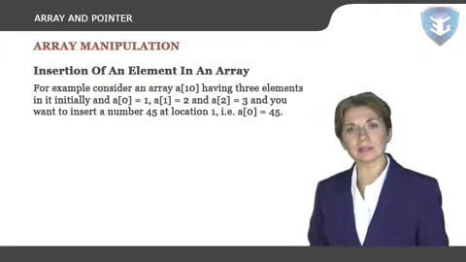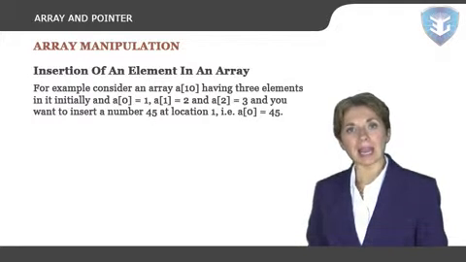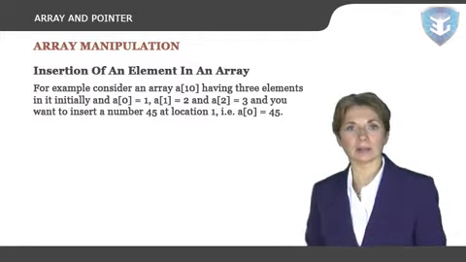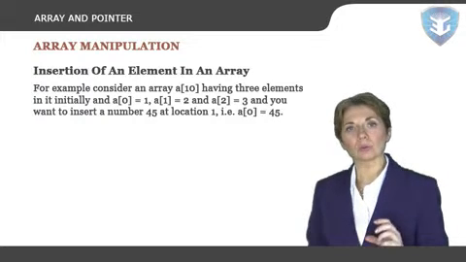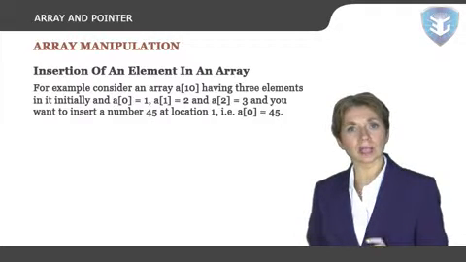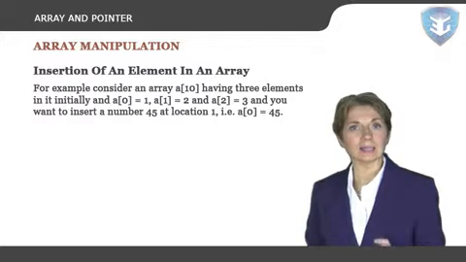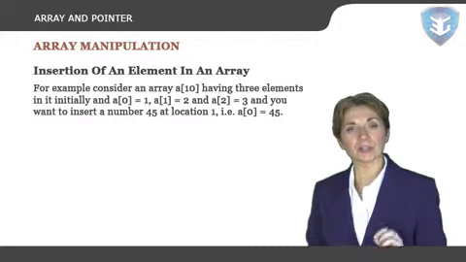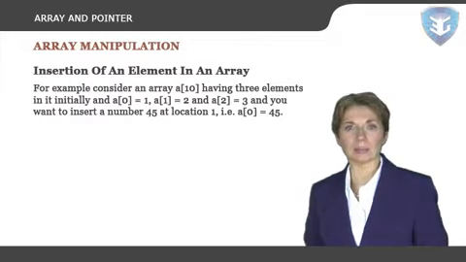For example, consider an array A of 10, having 3 elements in it initially: A[0] has 1, A[1] has 2, and A[2] has 3, and you want to insert a number 45 at location 1, i.e. A[0] has 45. So we have to move elements one step below.